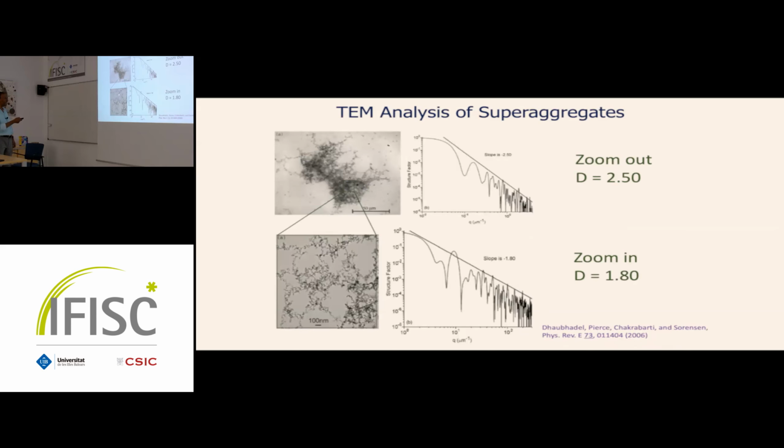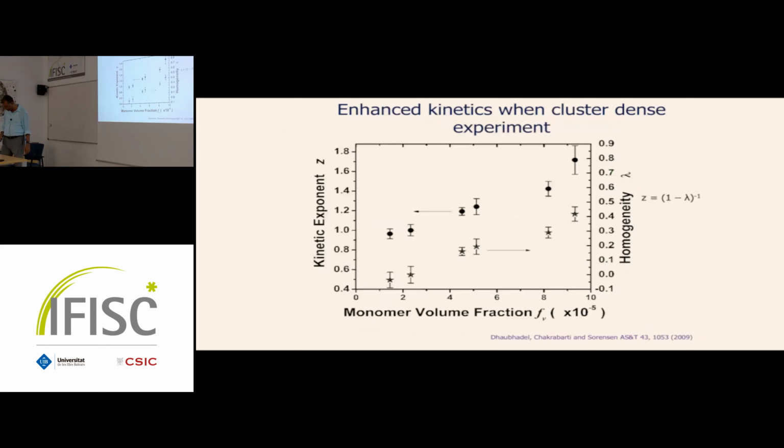And you can see that if you zoom in, you will find a very open network, which has a fractal dimension of 1.8. But over a larger scale, it becomes denser and has a different fractal dimension. That was showing up in the light scattering data also: zoom out, choose a different Q value, and you find a slope of 2.5. Choose another one, and you find a slope of 1.8, the traditional DLCA cluster fractal dimension.